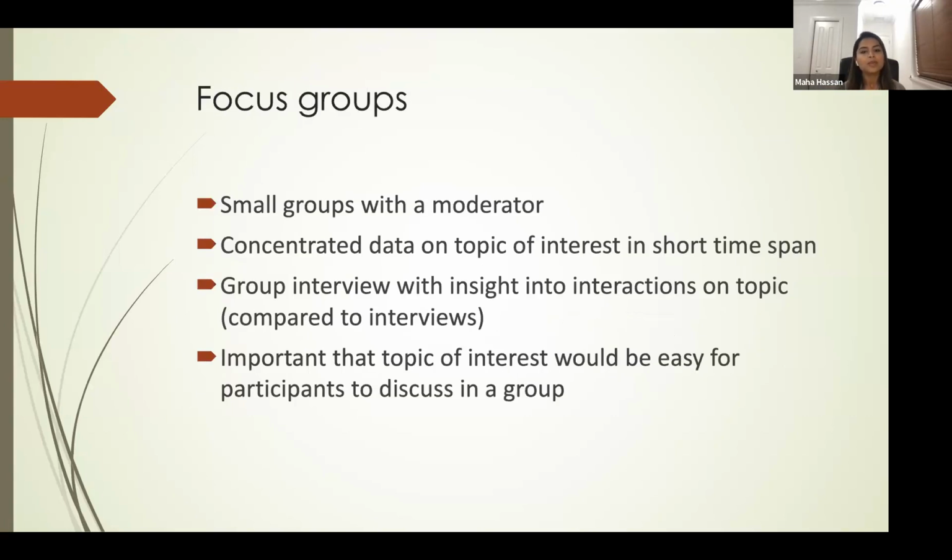Focus groups are small groups with a moderator. I think the first slide, where I have a small table with three or four chairs around it, explains a focus group. You would have anywhere between 4 to 10 people in a group, and there's a moderator sitting there. You're discussing a topic of interest in a short span of time. It's a group interview with insight into interactions, compared to individual interviews. And it's important that the topic of interest be easy for participants to discuss in a group. I think we spoke about this earlier when I gave the example.